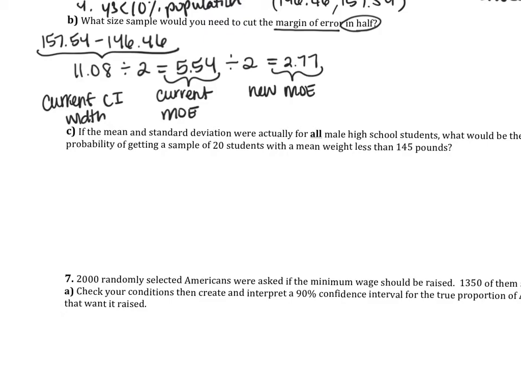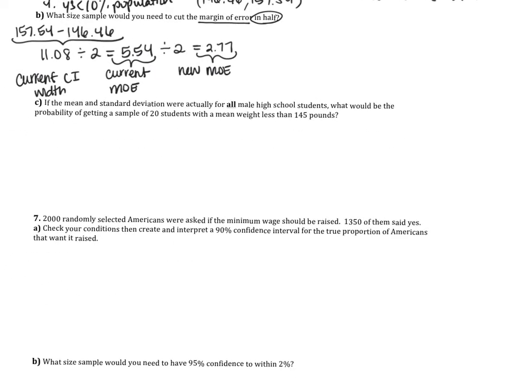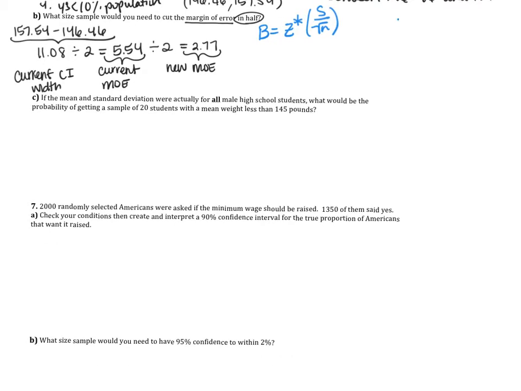So I'm going to use my formula. B equals, remember, Z star or T star is not going to work out right here because I don't know what n is. I'm solving for n. So I have to substitute in a Z star for that, and that's okay. In order to find my Z star value, I'm going to use inverse norm, 0.99, and I get out 2.33.